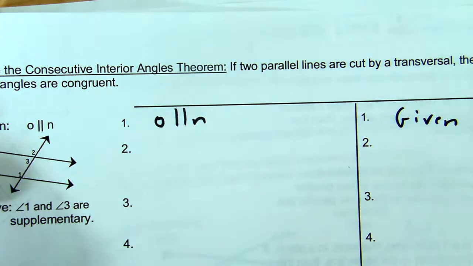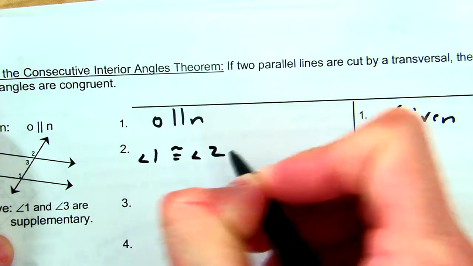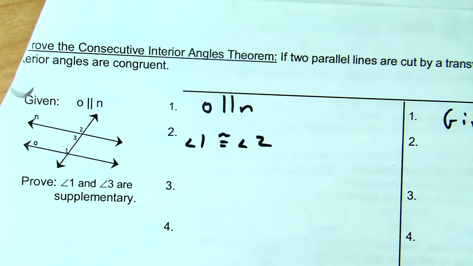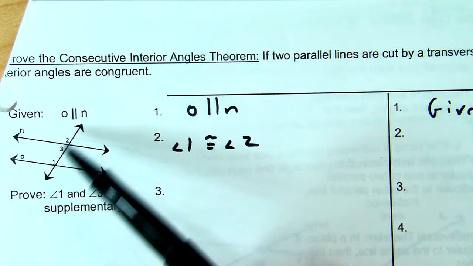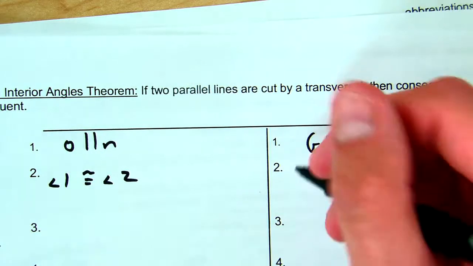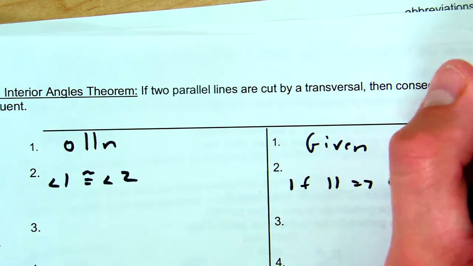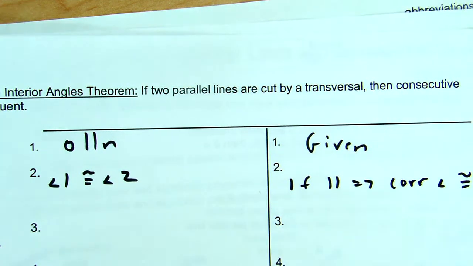And in this case, again, we're going to use the fact that corresponding angles are congruent. So we will conclude here that angle 1 is congruent to angle 2. Because once again, if you notice, those are in the same position. So then the reasoning is if parallel, then corresponding angles are congruent.